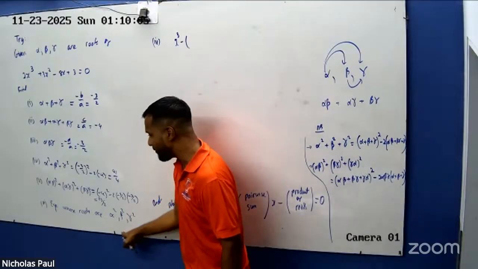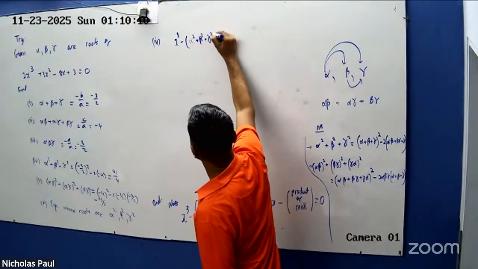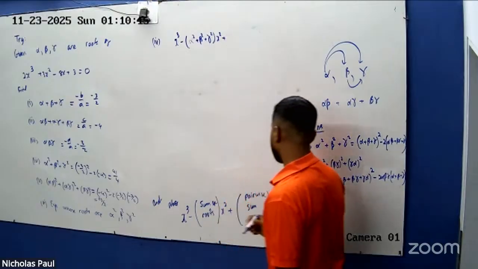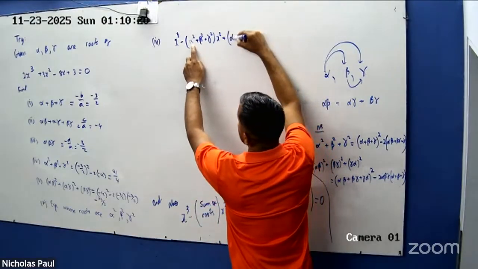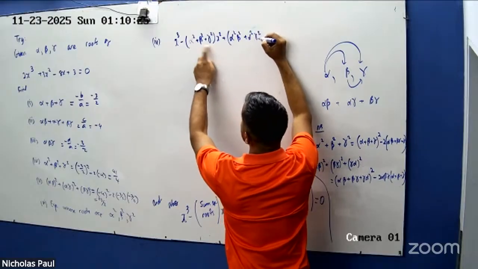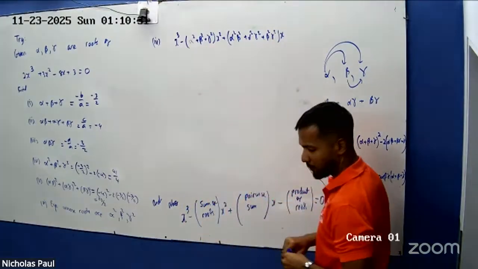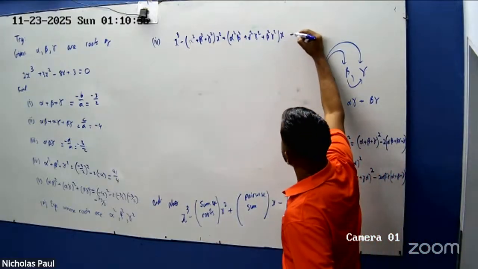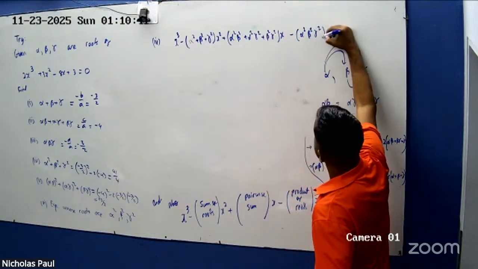What were the roots I gave you again? I gave you alpha squared, beta squared, gamma squared, plus the pairwise sum. Remember I told you pair them up. So you'll get alpha squared beta squared, alpha squared gamma squared, and beta squared gamma squared by x. Right? Minus the product of the roots, alpha squared beta squared gamma squared, is equal to 2.